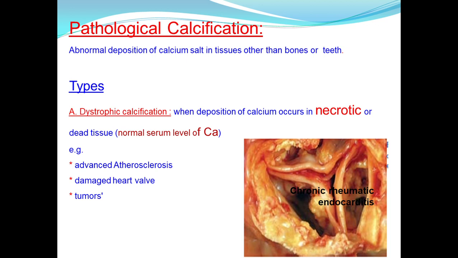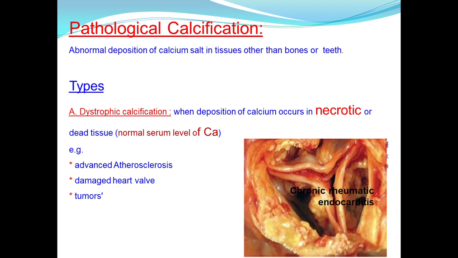Intracellular accumulation of calcium. We will speak about pathological calcification. We have normal calcification, found in bones or teeth, but we will speak about pathological calcification. We have two types. The dystrophic calcification is when there is a deposition of calcium in necrotic or dead tissue, abnormal tissue, with a normal serum level of calcium. We call this dystrophic calcification.